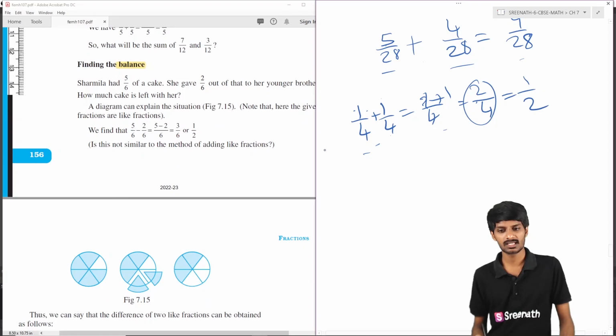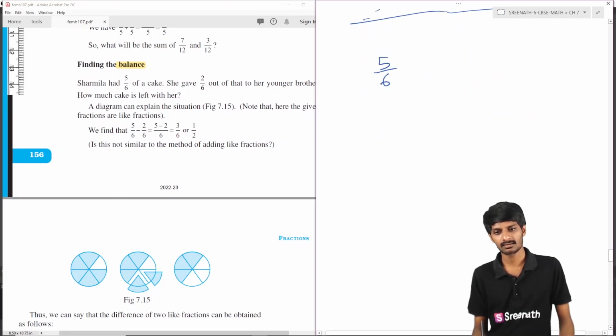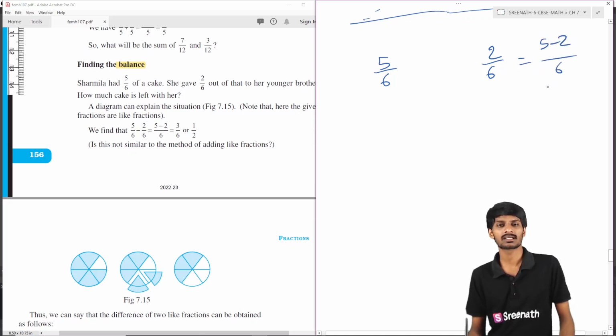So how to find the balance, which means how to subtract 2 fractions? Okay, students, if there is 5 by 6 and 2 by 6, how do we subtract like fractions? It is also so simple, students. First you subtract the numerators, that is 5 minus 2, and write the same denominator. The result of that is 3 by 6. That is 1 by 2.